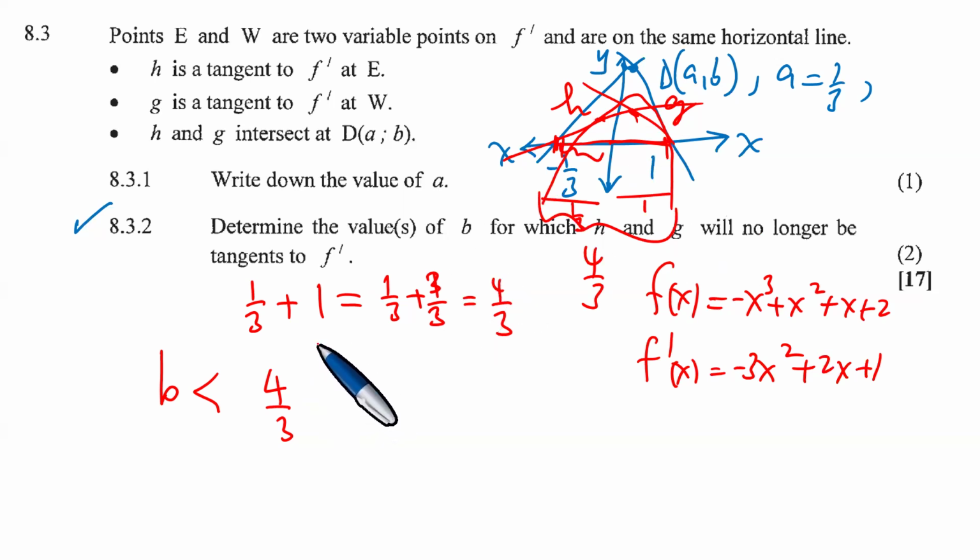Okay, we're good. 1, 2, 3. So now B is going to be less than 4/3. Because if we allow B to be less than 4/3, then you're going to have exactly that part there. So as a consequence, determine the values of B for which H and G will no longer be tangents.